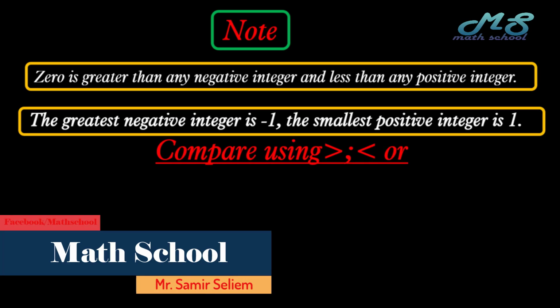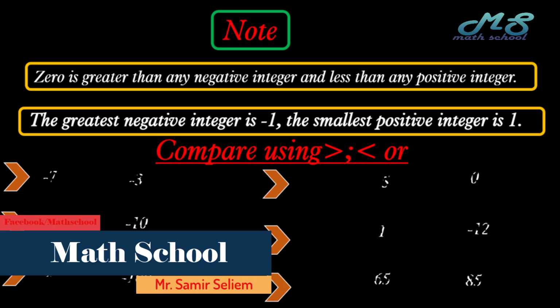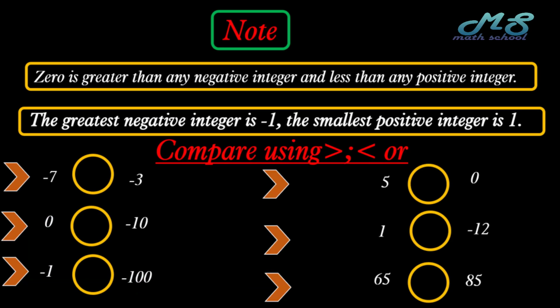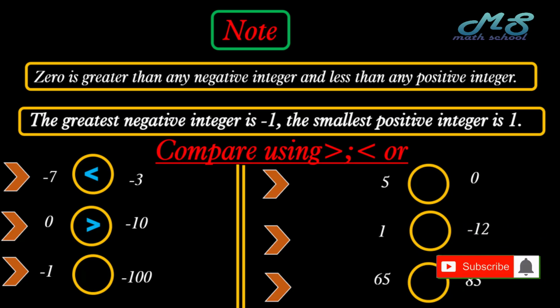You can take an example. Compare using greater than or less than. The first set, guys: negative 7 and negative 3. Negative 7, guys, is what? It is less than negative 3 because negative 7 is at the left of negative 3 on the number line. 0 is greater than any negative integer, so 0 is greater than negative 10. Negative 1 is the greatest negative integer, so we will write greater than.